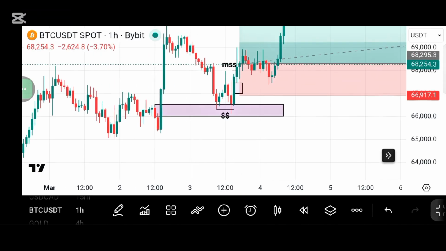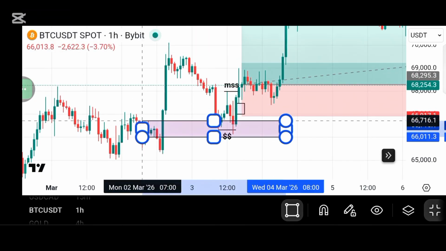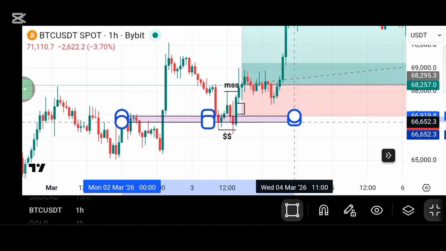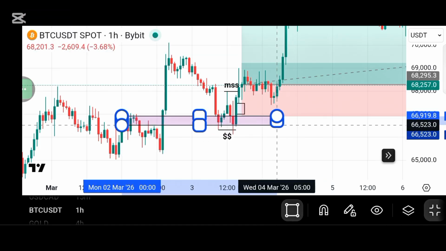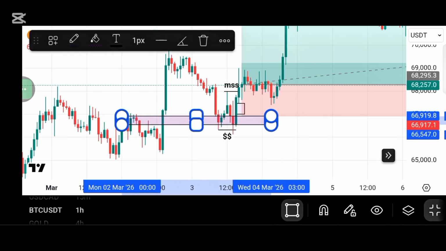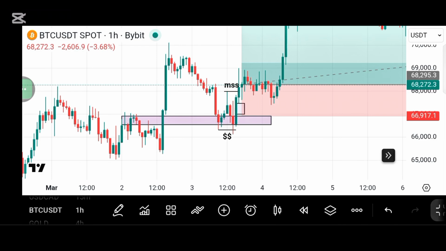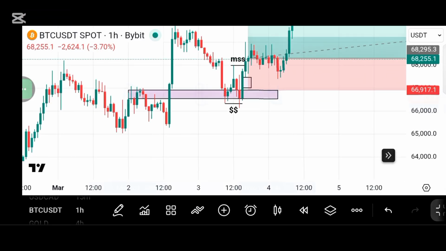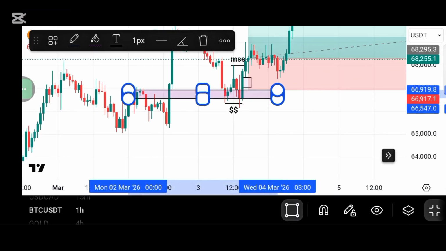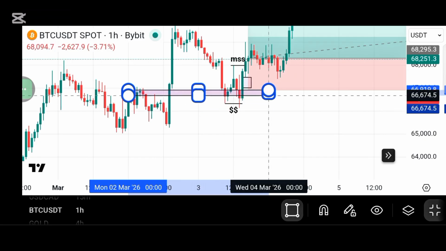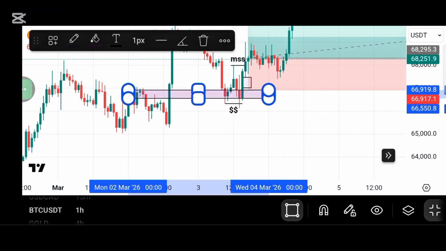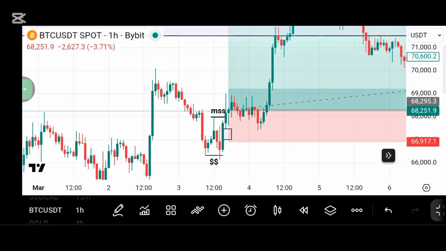This fair value gap, some people might want to call this a mitigation block here. It depends on what you see. It depends on what you want to call it. You can call that a mitigation block, but me, I just use the fair value gap as my point of interest. The mitigation block could be too many. It's still situated at one particular area, so I still see that as a good point of interest. That level is a good point of interest.